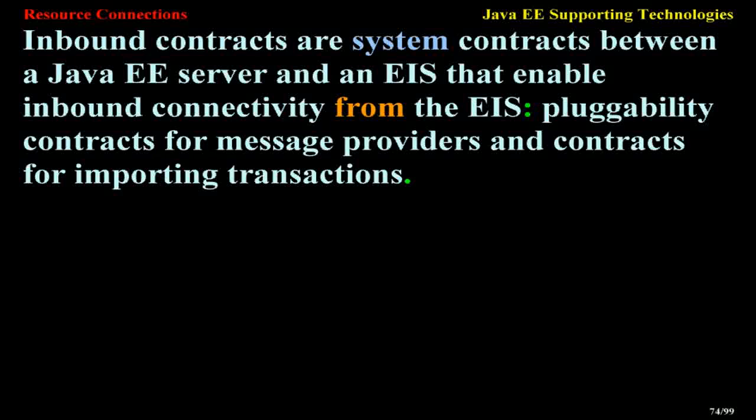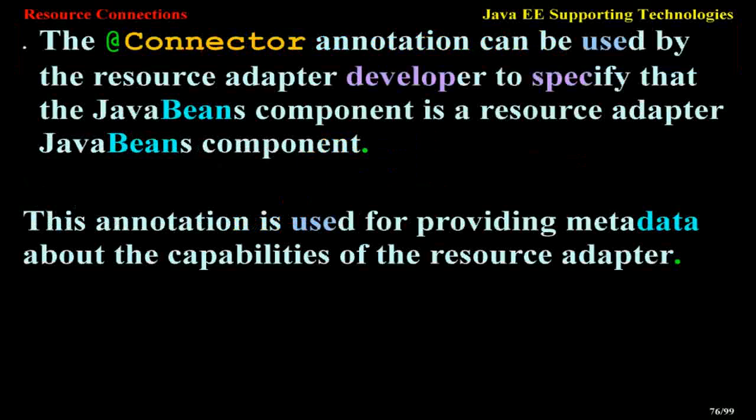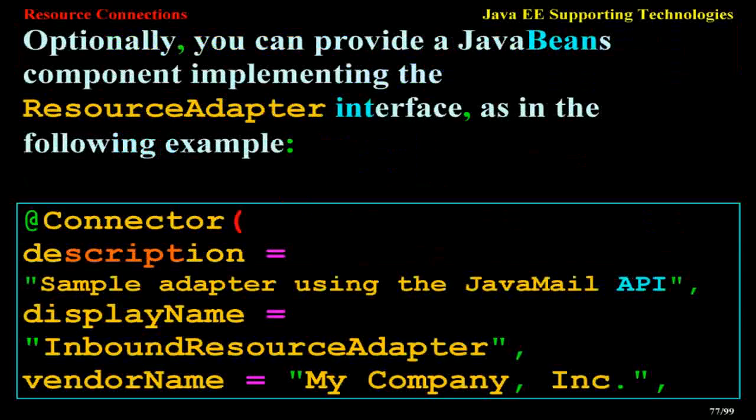Metadata annotations. Java EE Connector Architecture 1.6 introduces a set of annotations to minimize the need for deployment descriptors. The Connector annotation can be used by the resource adapter developer to specify that the JavaBeans component is a resource adapter JavaBeans component. This annotation is used for providing metadata about the capabilities of the resource adapter. Optionally, you can provide a JavaBeans component implementing the ResourceAdapter interface, as in the following example.